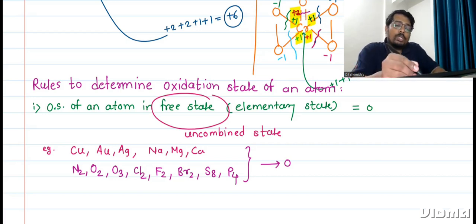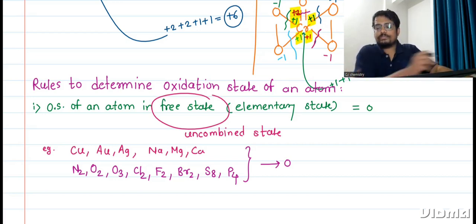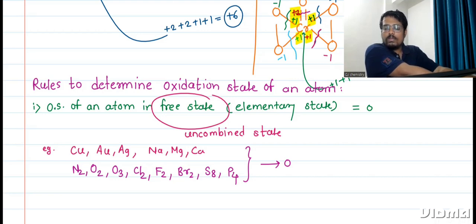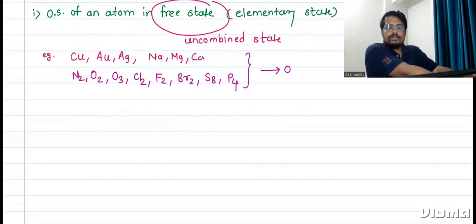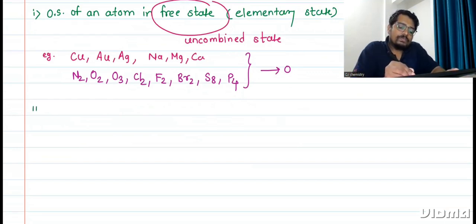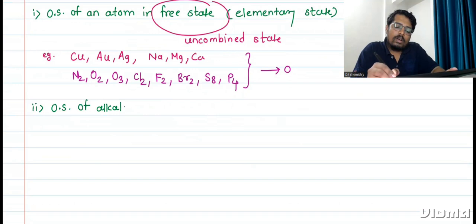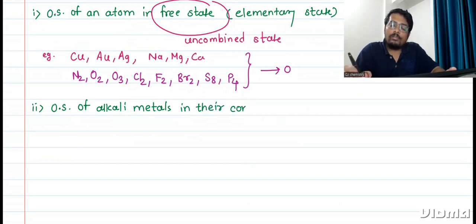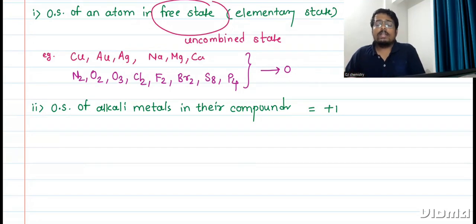Now rule number two: the oxidation state of alkali metals in their compounds is equal to plus 1. So the oxidation state of alkali metals in their compounds is always equal to plus 1.